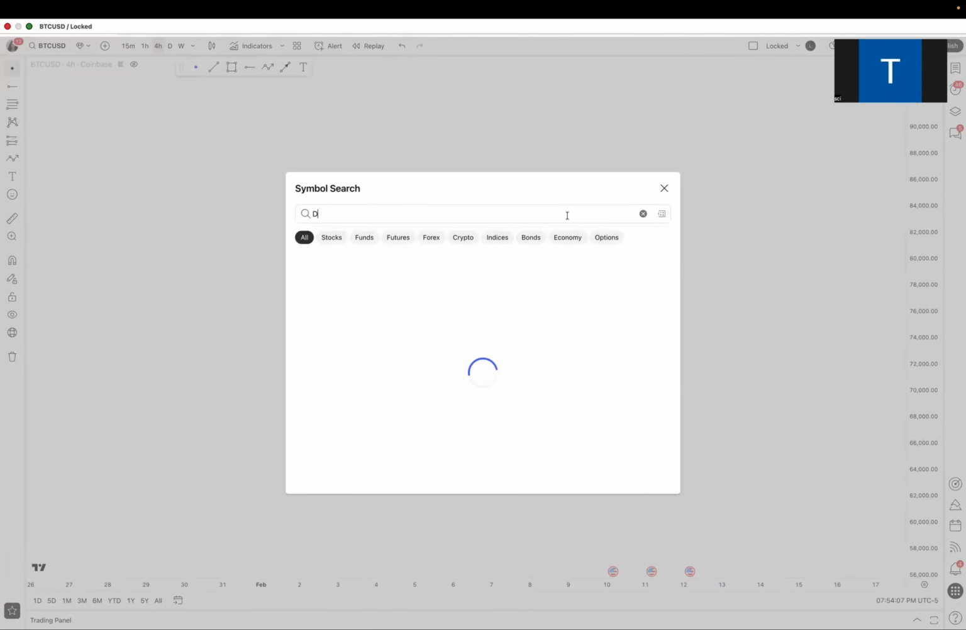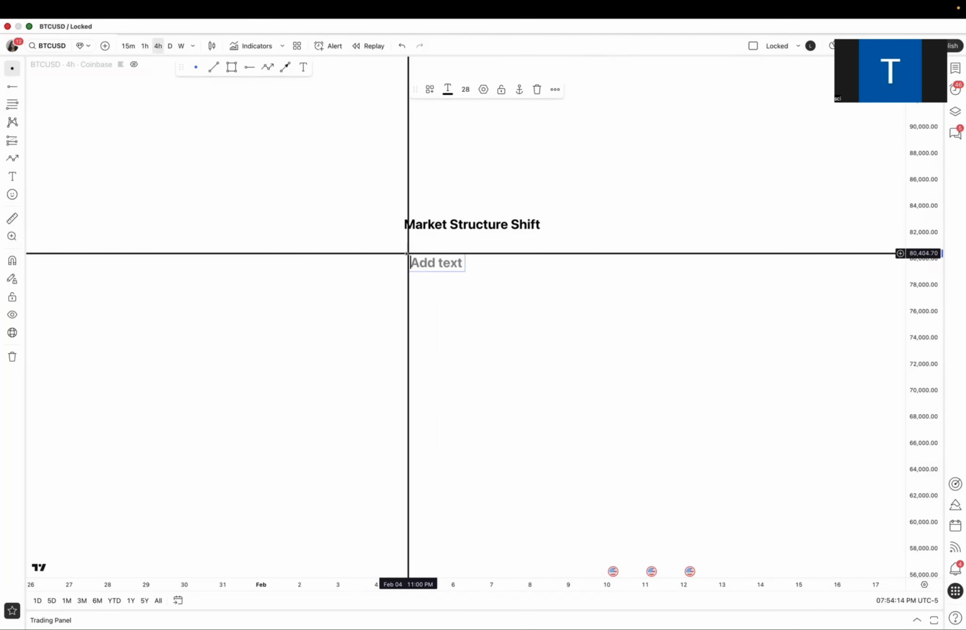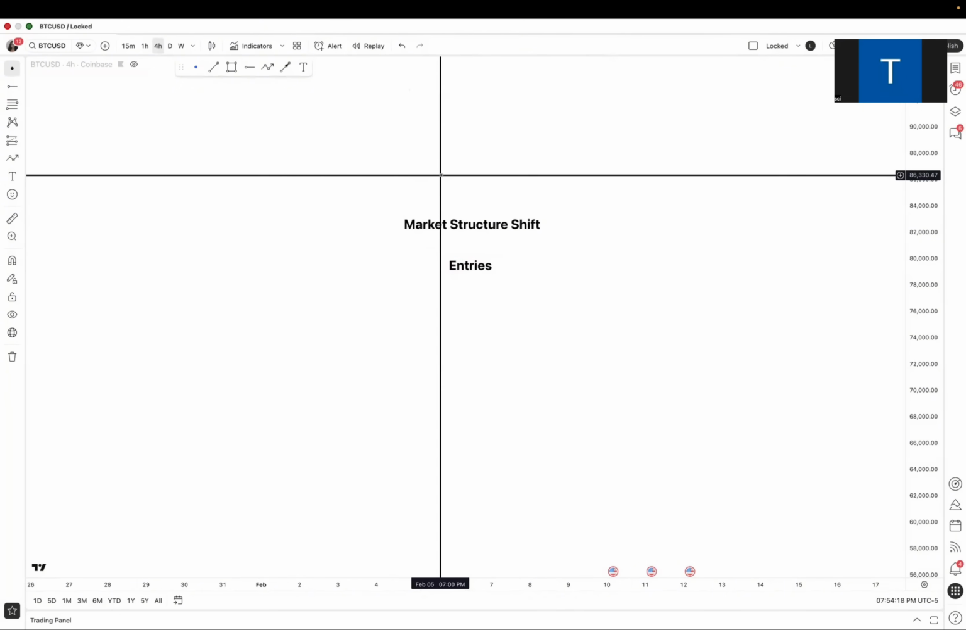All right, so today we're going to talk about a market structure shift. This is basically how you're going to get your entries. And I'm going to explain it in the best way possible. I'm going to explain it where a kindergartner can comprehend, right?